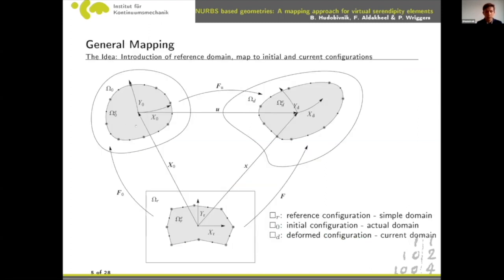Labeled with 0, omega 0, but now our idea is to introduce a reference domain, which is labeled as omega r, and we can integrate everything on this reference simple square domain with straight edges, and then we map to some initial domain, and then this initial domain can then deform.